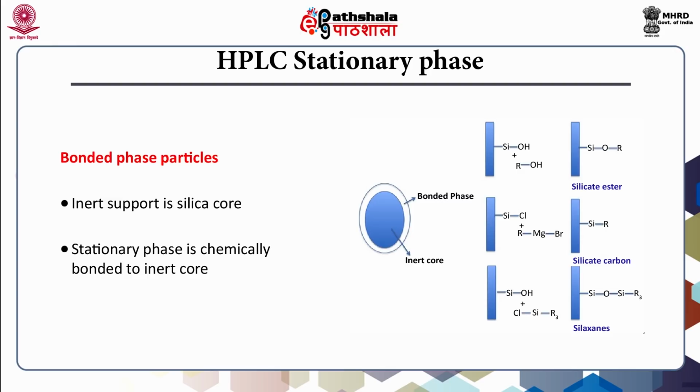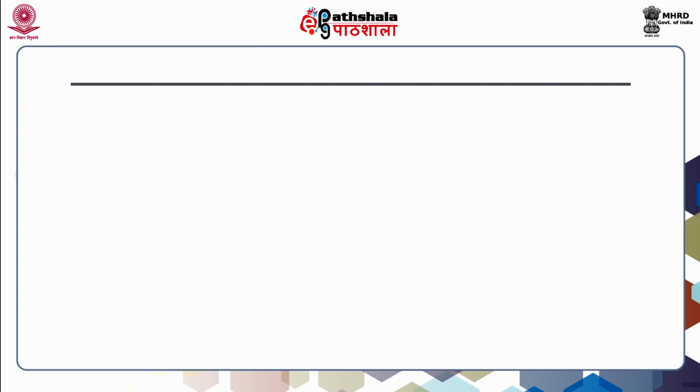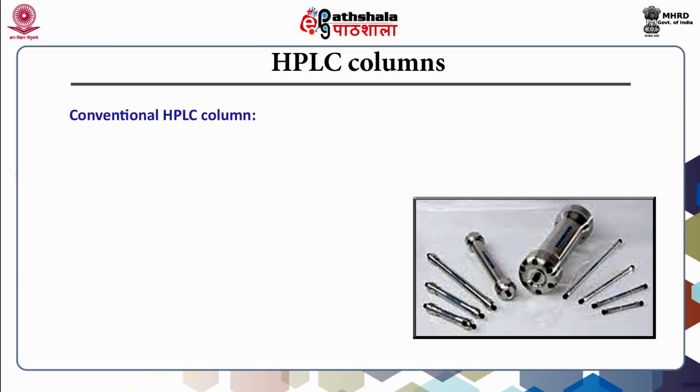So, let us see the formats of the HPLC columns in the coming slides. In the next slide, we will start with the conventional HPLC columns. Basically the HPLC columns are those structures that can hold a stationary phase. There are majorly 3 kinds of columns, that are the conventional HPLC columns, capillary columns, and nanobore columns. Let us discuss one after another. The first one is the conventional HPLC columns.